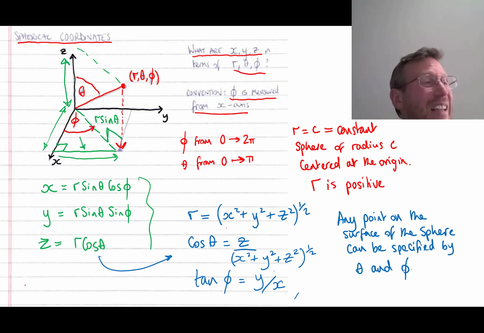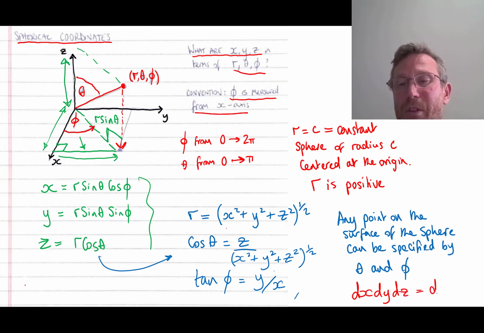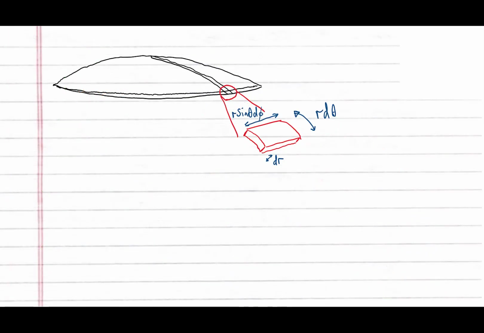Okay, so next up what we're going to do is think about our volume elements. So we're very used to working with volume elements, right? A volume that's dx, dy, dz, and we've often said that that's equal to d tau. So what does a volume element look like in terms of spherical coordinates? So let's take a look at that.